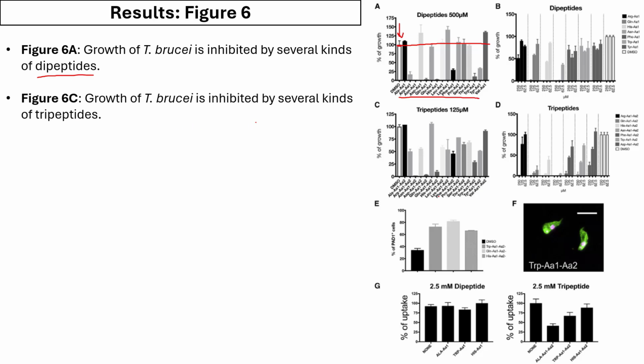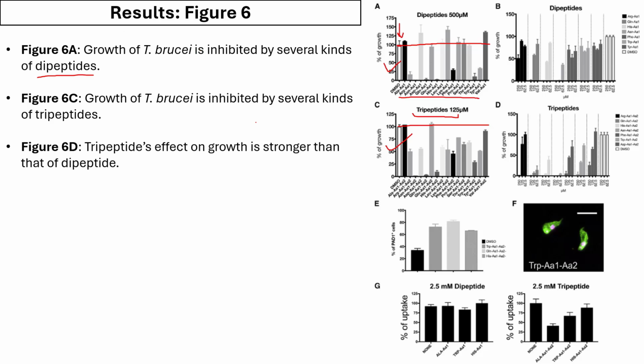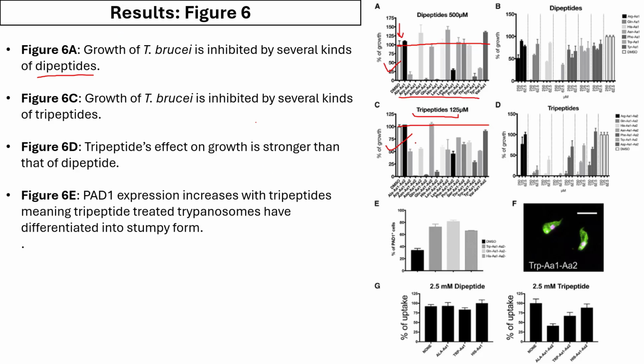In figure C, they use different kinds of tripeptides, and they want to see, compared to the first one, if there are some tripeptides that inhibit the growth. Now just by comparing these two figures, you know that tripeptides have more effect on the growth than the dipeptides. So that's what they have concluded in figure D, that tripeptides have stronger effect on the trypanosome growth than the dipeptides. Now these trypanosomes whose growth had been affected, they express PAD1 protein.